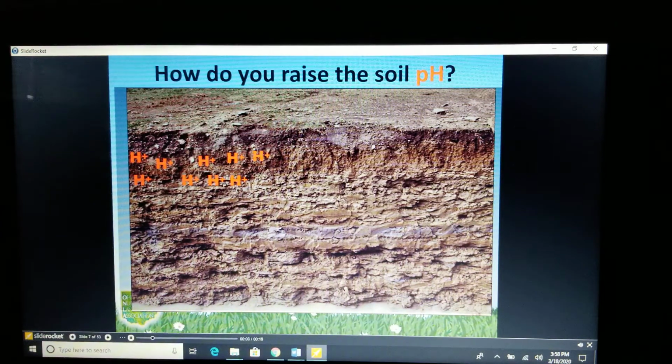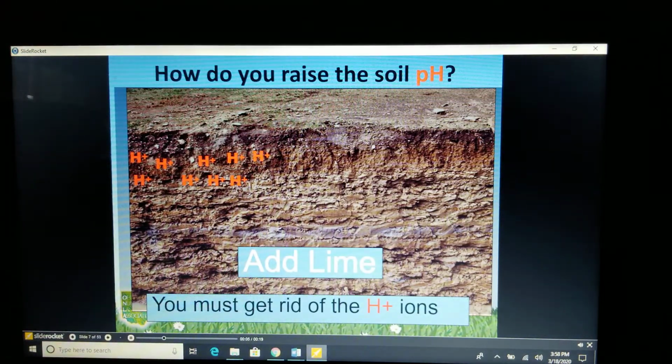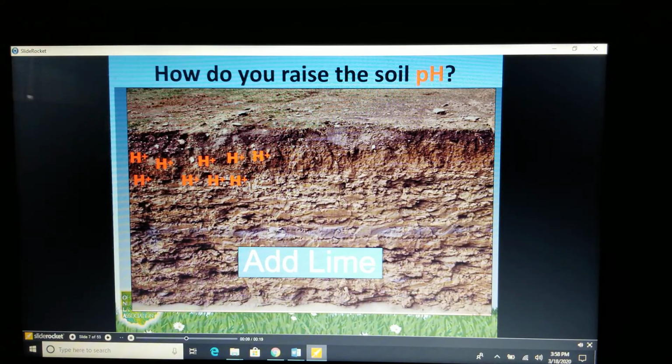First, you must get rid of hydrogen ions that are floating within the soil solution. To do so, add calcium carbonate, commonly called lime. The lime molecule has one calcium atom, Ca, one carbon atom, C, and three oxygen atoms, O.